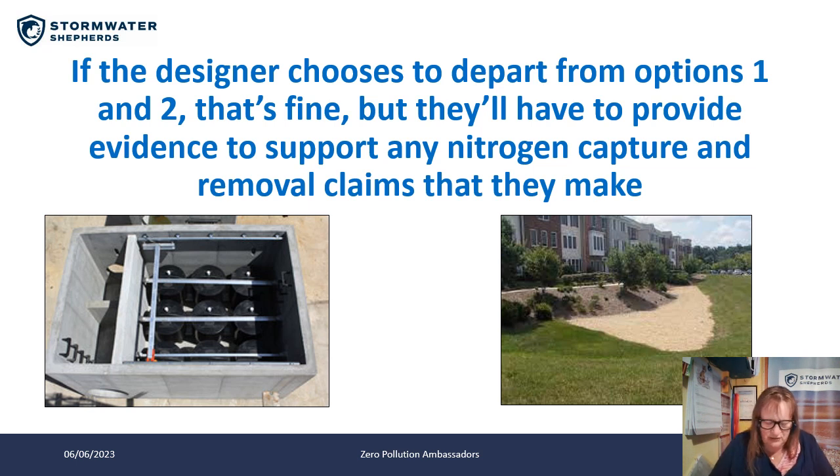So we'll get 2 different types of developments. So we'll have developments that just go down what you might call the bog standard SuDS route, and they'll design it in accordance with the SuDS manual, and they'll claim 30% nitrogen capture and removal, and they'll use that in their change of land use calculations. Other developers may want to go, actually, I want to remove 80% of my nitrogen, and they'll have to prove that then to Natural England and to the Planning Authority with evidence and data. So we're not shutting the door on anything. We're just providing options to developers.